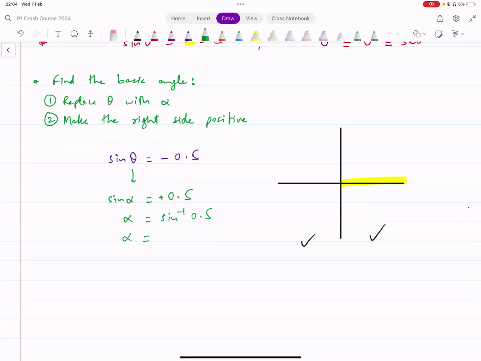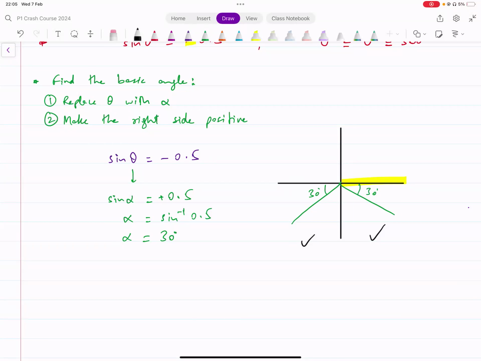The value of alpha turns out to be what? Sine inverse of 0.5. I think that's 30. You can try that. Sine inverse of 0.5 is 30. What that means is the basic angle is 30. That means we could either be here, either this angle is 30, or this angle here is 30. Okay, and now we measure angle from the positive x-axis.